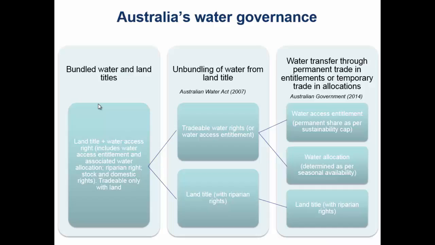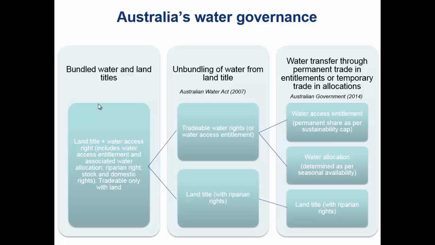The other influence was on irrigation water. Part of the downturn in use of irrigation for pasture has just been economics. The cost of water has gone up. And if you look at the role of governance in that, our water rights were traditionally bundled with land titles, so that if you had land, you had water rights. And that was the case for over 100 years.